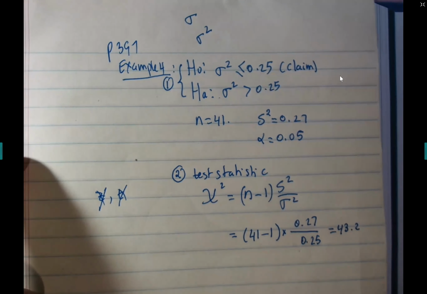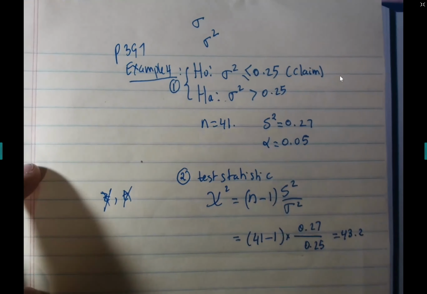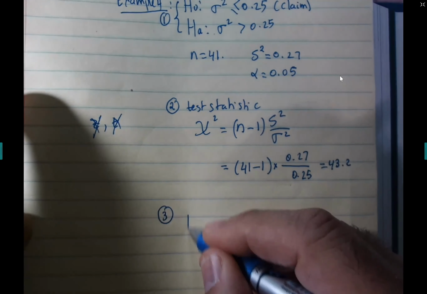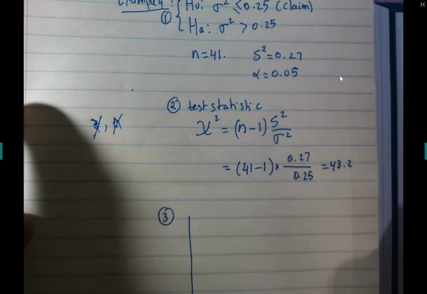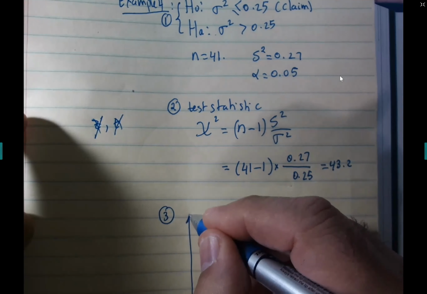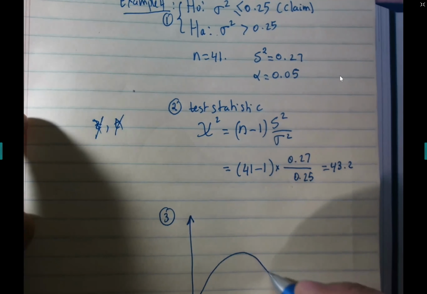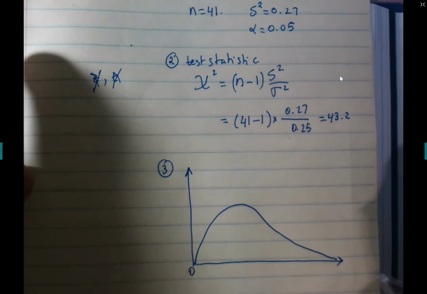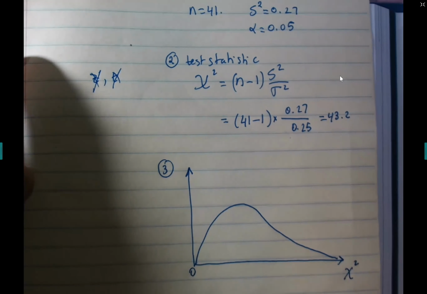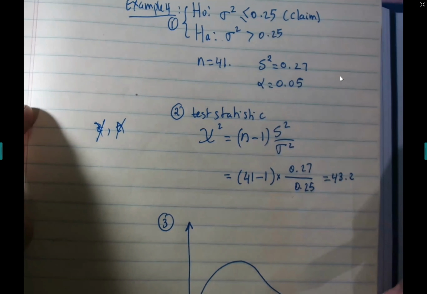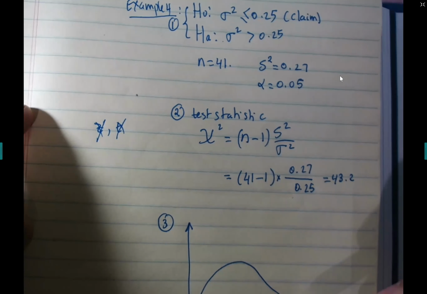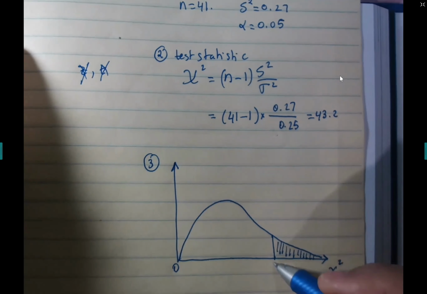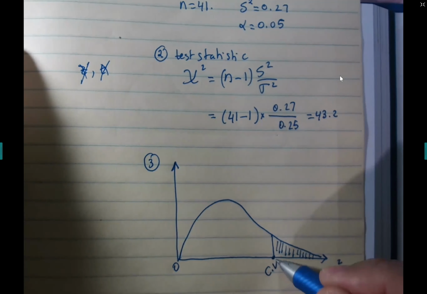Okay, I'm going to go slow with this one, guys, just to make sure you pick it up so you can do something similar. Step 3, look what you do for 3. You draw the curve. We're going to use a critical value approach here. You draw a skewed curve just like that to the right. You put a 0 there. You put a chi-square. And since this is a right tail test, guys, you shade an area to the right like this. This is the rejection region. And this is your critical value here that we're going to find.